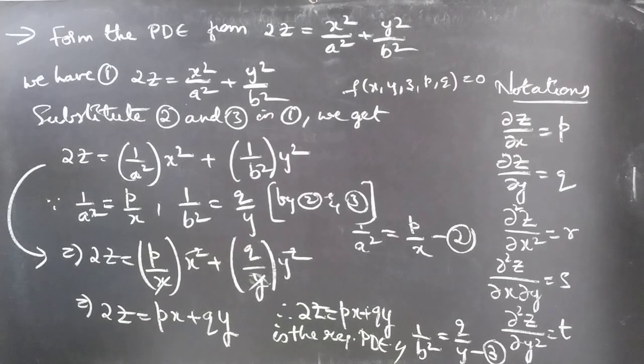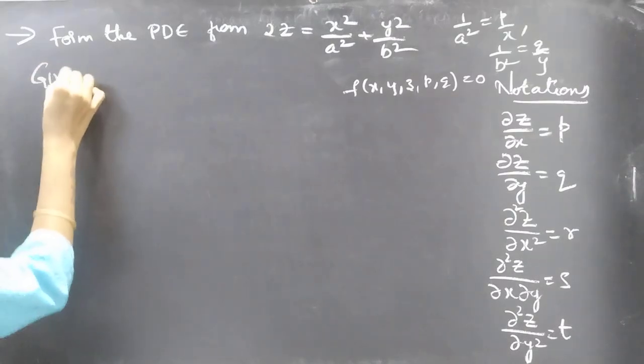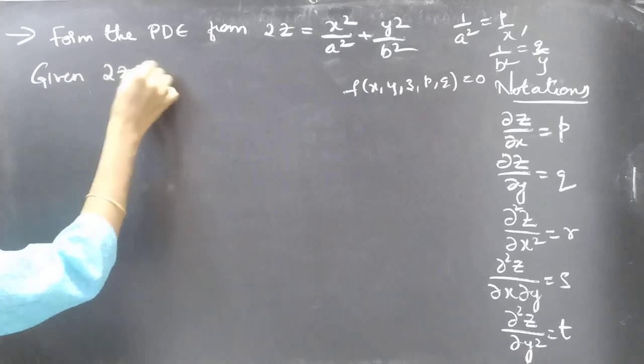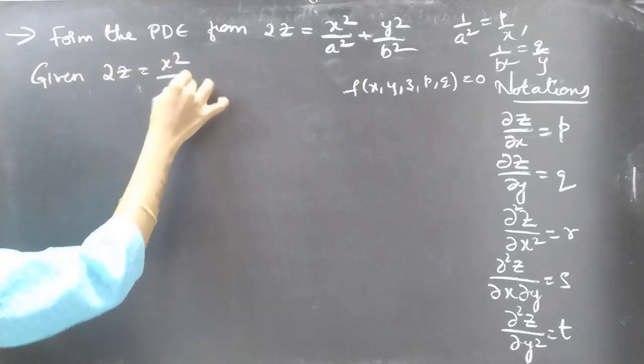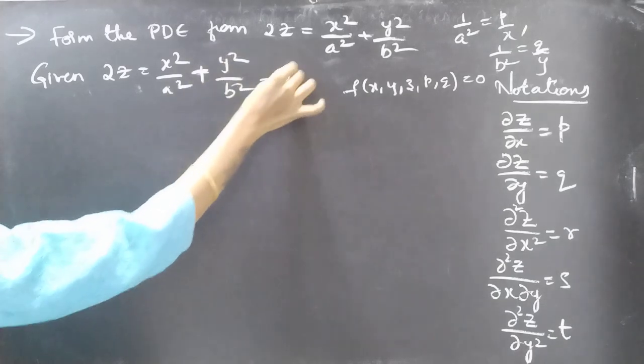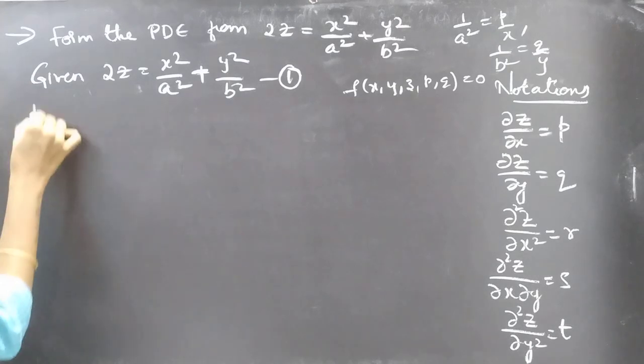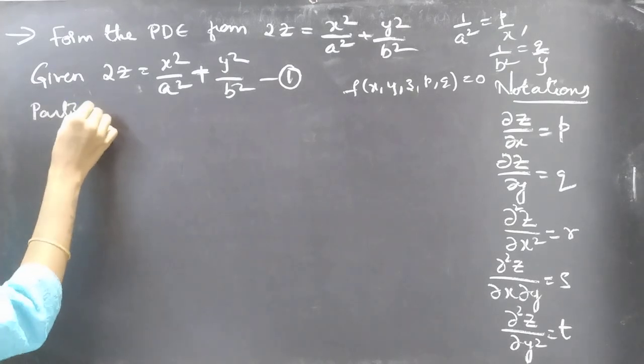This completes the problem. Now we'll see it in a detailed way. Given relation 2z equal to x square by a square plus y square by b square. We have considered it as 1. Now partially differentiating 1 with respect to x.